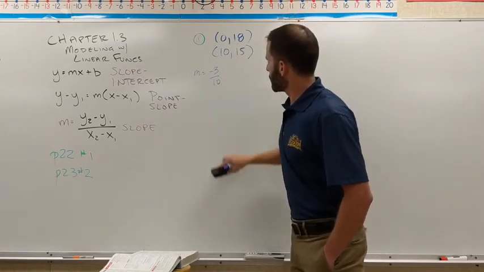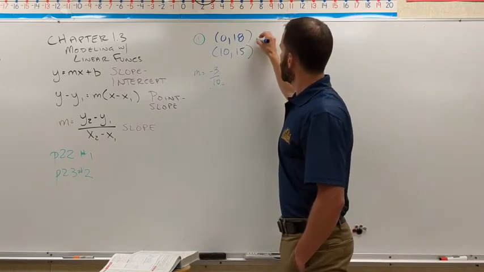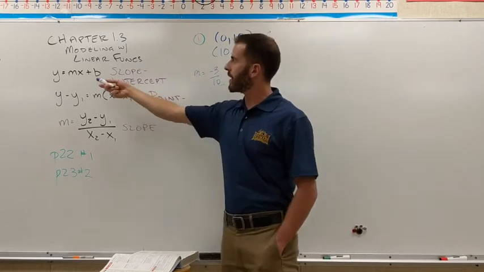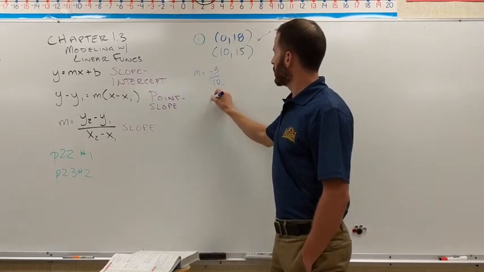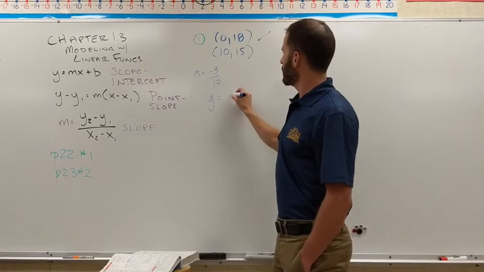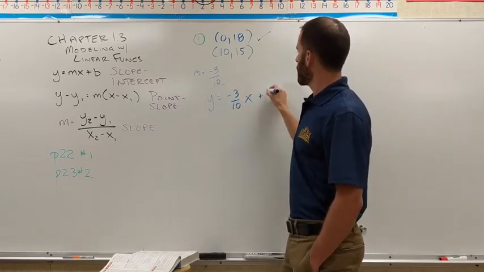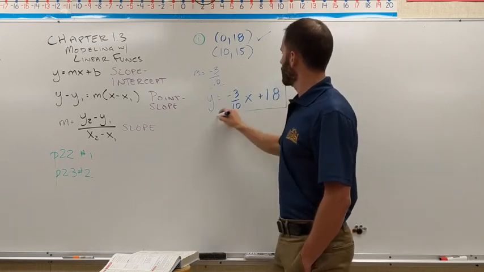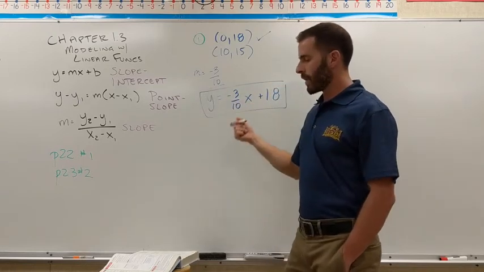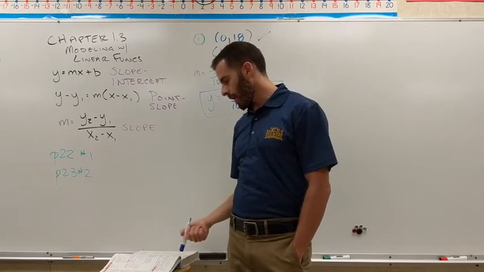So I have my slope, I have my y-intercept. I can go ahead and plug it into this equation. y stays y, m is -3/10, x stays x, and my y-intercept is 18. Step 1 is done. Write an equation for that graph.